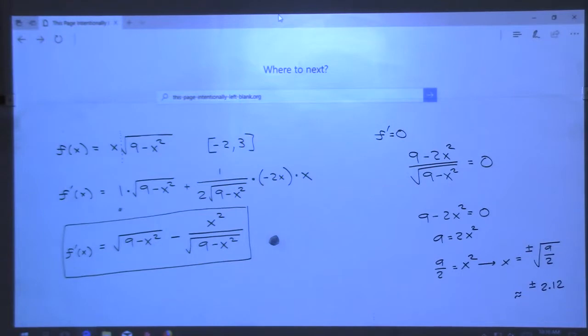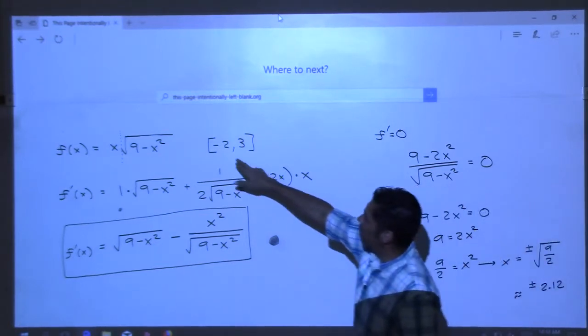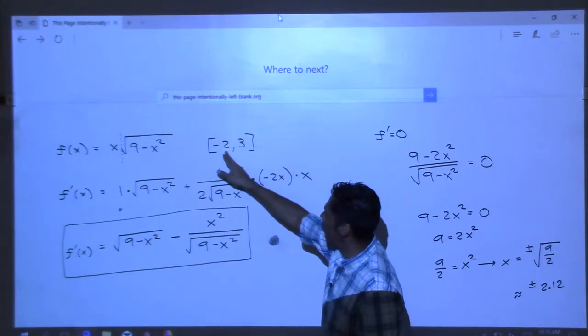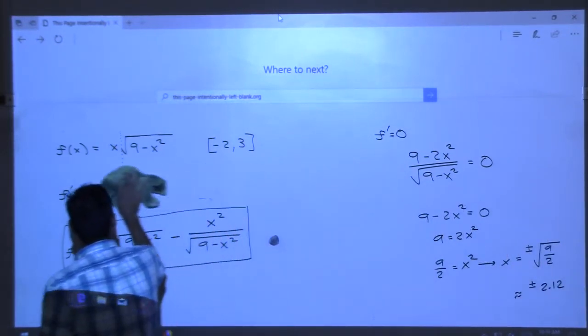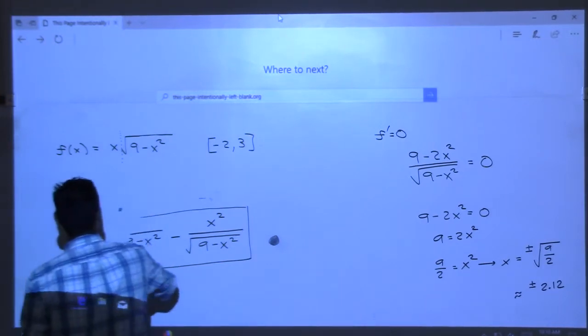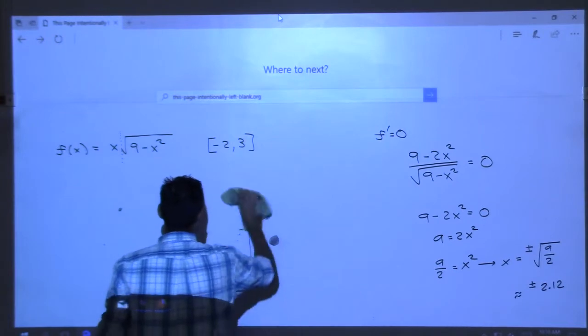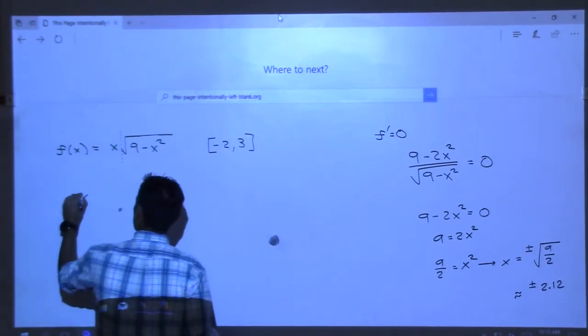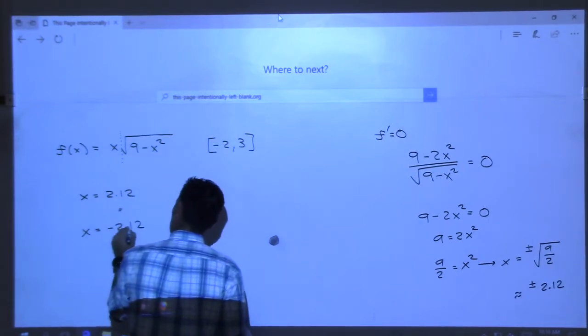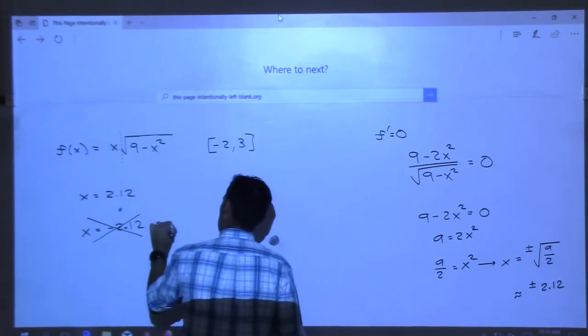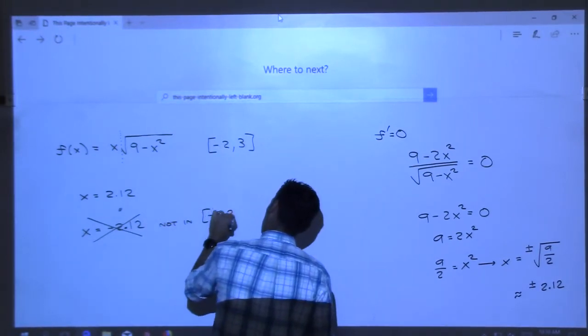Pardon? It does not. Oh, yes, sorry, you're right. This negative one is outside. I thought that was negative 3 to 3. The negative one is outside, but the positive one is good. So let me write that down. I'm still working on step one, trying to find the critical numbers. I've got x equal to 2.12 and x equal to negative 2.12. I scrap this one because it's not in the interval.